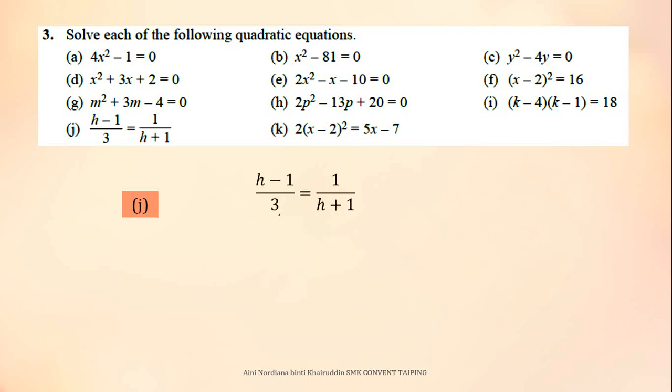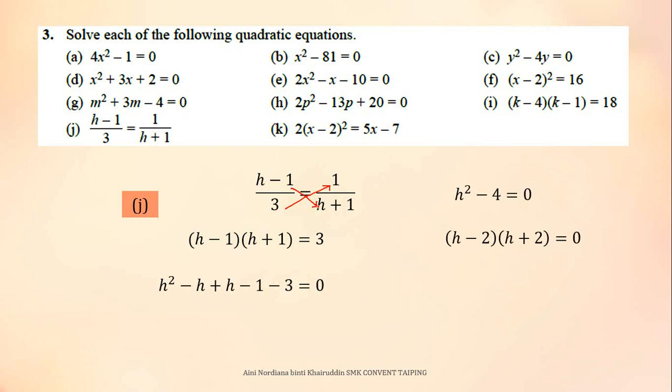The first step, you must do cross multiplication. h minus 1 times h plus 1 and 3 times 1. Then you expand and write the equation in the form of a general form. So here are the values of h, 2 and negative 2.